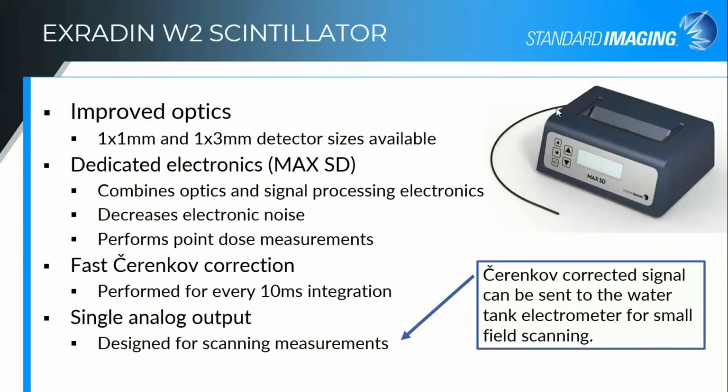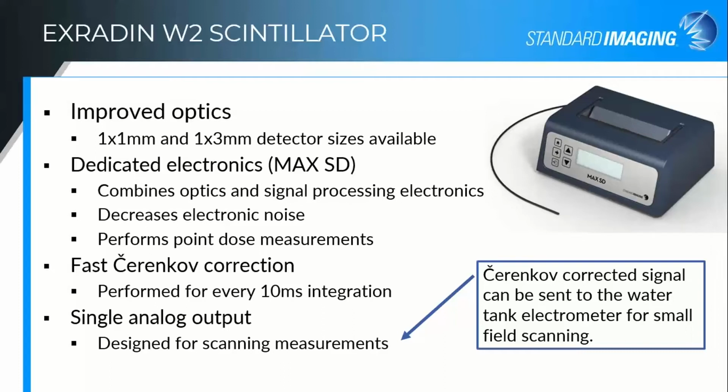For the W2, we were able to improve the optics, the sensitivity of our optics, and so we could decrease the size of the active scintillator. We kept the option for a 1 by 3 millimeter fiber because there were so many publications about the W1, and to have that geometrically identical fiber. They're made the same way. They're all made first and then earmarked W1 versus W2 afterwards, depending on what we need.